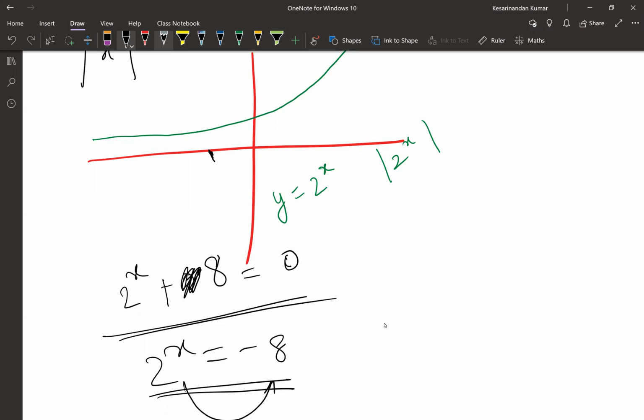Put x is equal to minus 3. What will you get? We won't get minus 8 still. I even tried, I got 1 by 8 plus 8. That won't be 0. 2 raised to minus 3 is equal to 1 by 8. Guys, so if I put x is equal to 3 here, I will get 1 by 8, not minus 8.